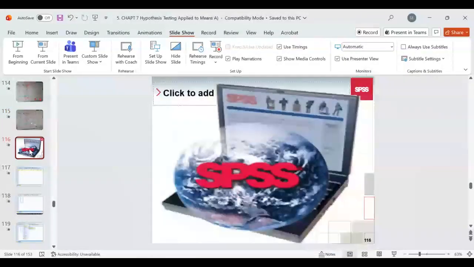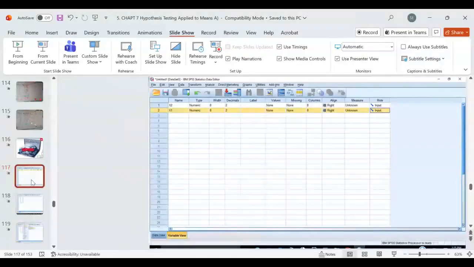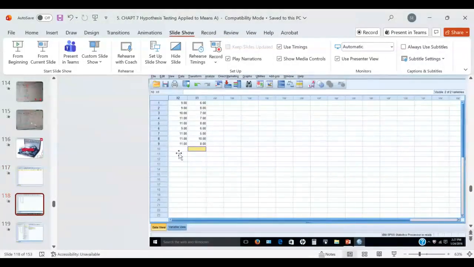So let's do the same thing now with SPSS. You open your SPSS, and at bottom left, click on variable view. You start with X2, and then type in X1. Then you click on data view and put the values of X2 in that column and X1 in the next column.